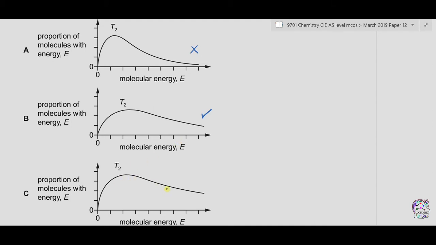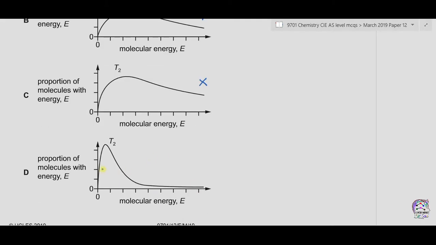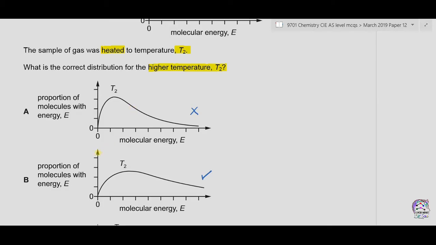In C, we can see that the curve is good, but the area under the curve has also increased, which is not possible. So therefore C is incorrect. For D, we can see that the curve has moved backwards. So this is for decrease in temperature, not increase in temperature. So therefore this is also incorrect. So the only correct option is B.